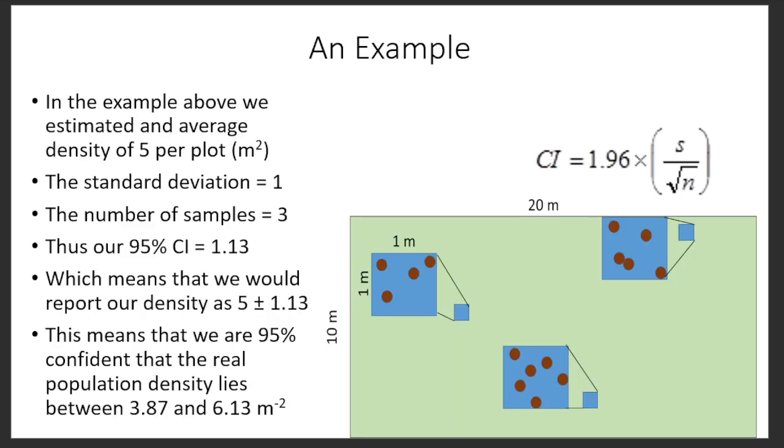So back to our example earlier. In that example, the average density was 5 per plot, the standard deviation was 1, and the number of samples was 3 plots. So our 95% confidence interval is 1.13, which would mean that our density is 5 plus or minus 1.13. That means that with 95% confidence, the density lies somewhere between 3.87 and 6.13.